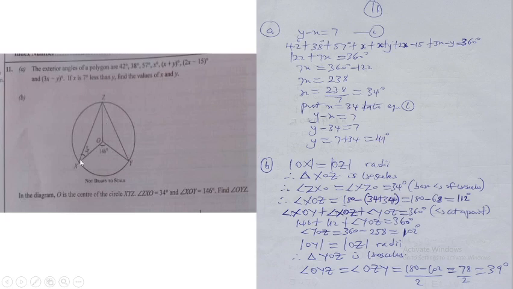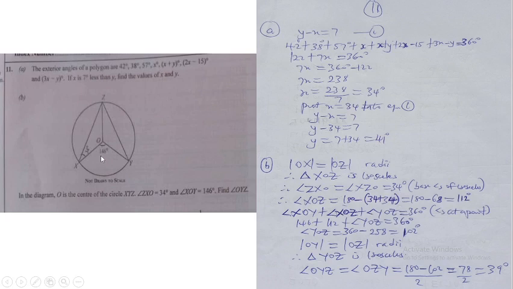Now if you look at this triangle XZO, this triangle that is here, it is an isosceles triangle. How? OX is a radius, OZ is also a radius. So that makes this triangle XZO an isosceles triangle, which you agree with me. We know that in an isosceles triangle, base angles are equal.